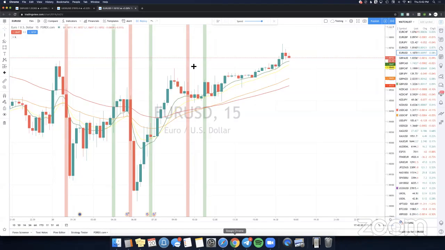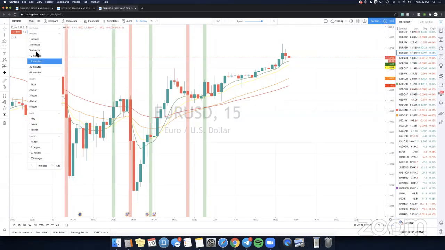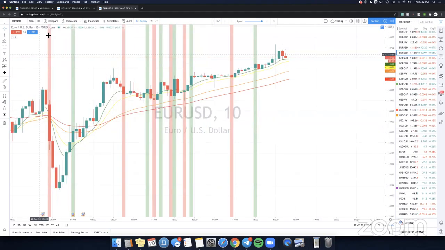Just like I showed you with Euro USD, there's a ton of entries there for every single strategy. So it just doesn't matter what you want to apply. As long as you do it properly, you can make profit off it.